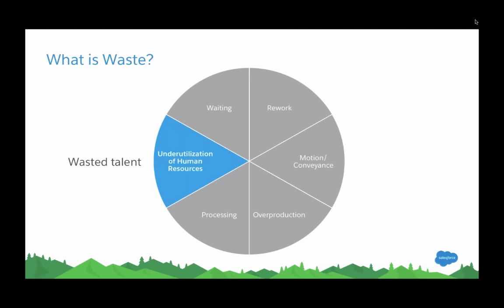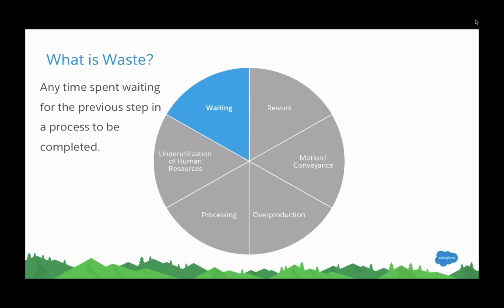So what is waste? Waiting. This is a very straightforward one. Any time that's spent waiting for the previous step in a process to be completed. So let's reference that overproduction one. If I'm asked to get information on product A and I spend extra time getting information on products B and C, I am creating the waste of waiting, because now everybody that's downline from me in this process is waiting for me, in that scenario twice, three times as long as they should have had to before.